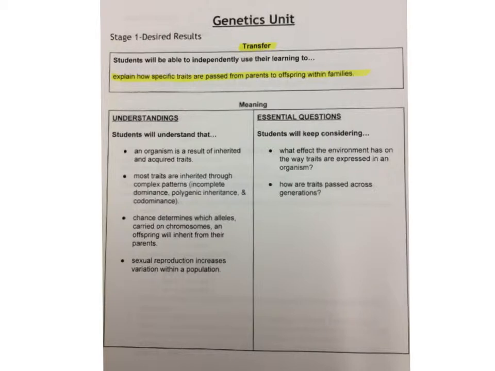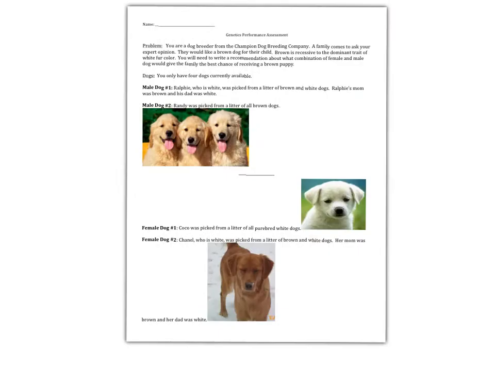Today we're going to use the Science 8 example from their genetics unit. So when you're working through developing your analytical rubric, the first thing that you'll want to do is remind yourself what the transfer goal is. In this case, it says students will be able to independently use their learning to explain how specific traits are passed from parents to offspring within families. You'll want to keep this in mind as you're going through writing the rubric.